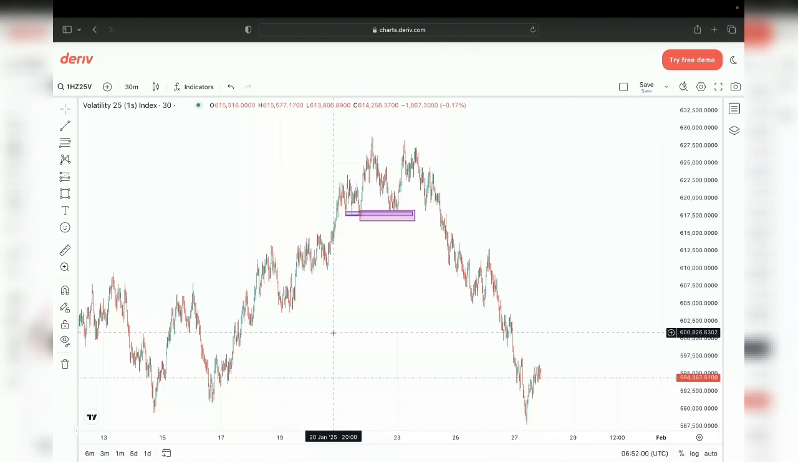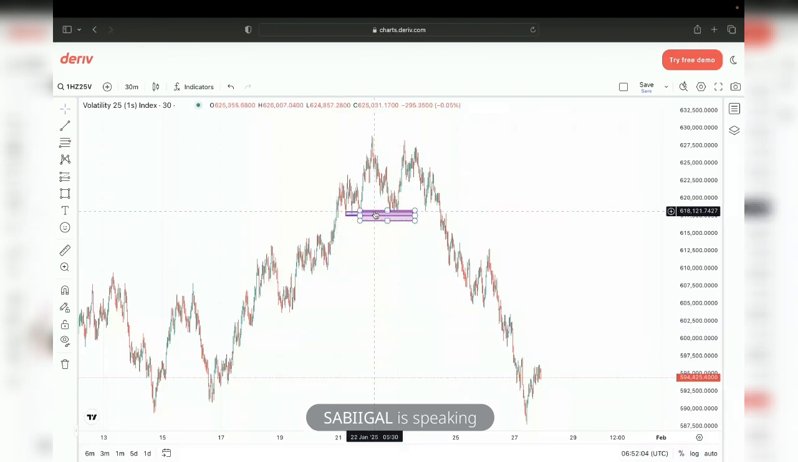What about entering after the structures I'm seeing? What about entering after the inducement has been taken out? There's nothing like too late though. But let's say you want to actually hurriedly trade after an inducement has been taken out.